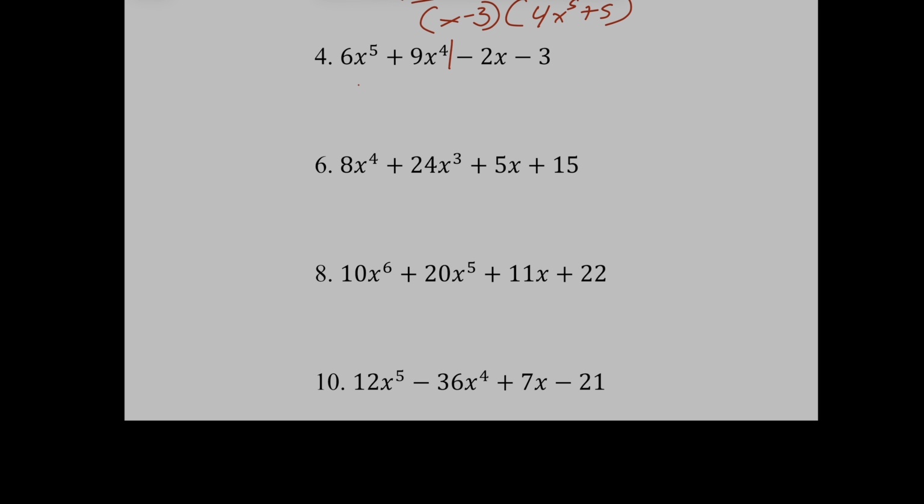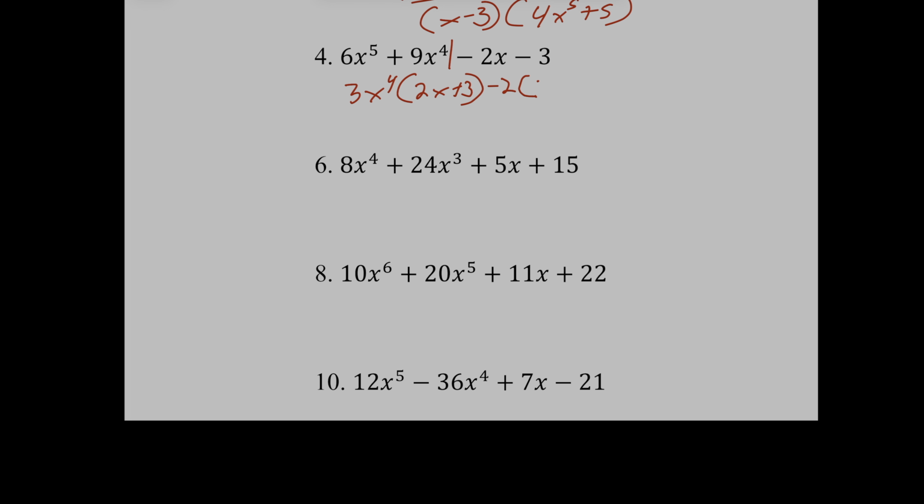Number 4, we're going to put a wall there. Now I see that minus. That's going to come into play soon. I'm going to pull out a 3x to the fourth, and I'll be left with a 2x plus 3. Now, I'm going to lead with the negative 2. If I pull a negative out of a negative, I get a positive.